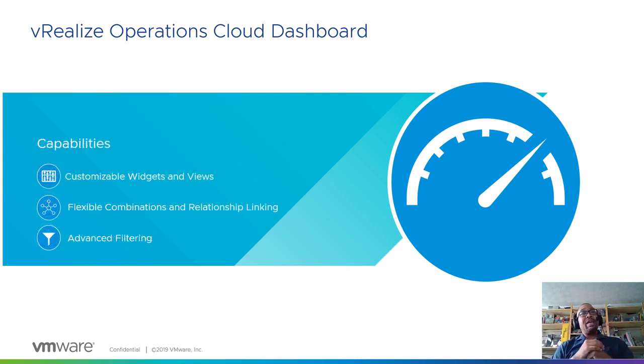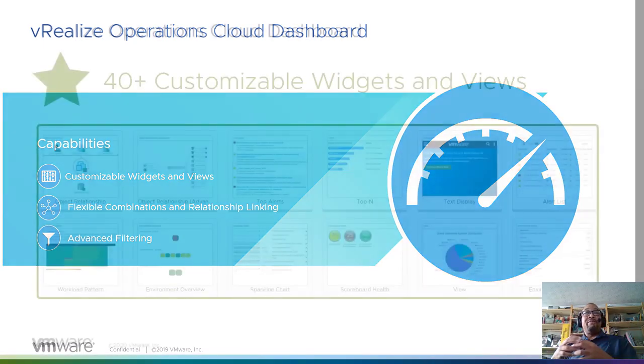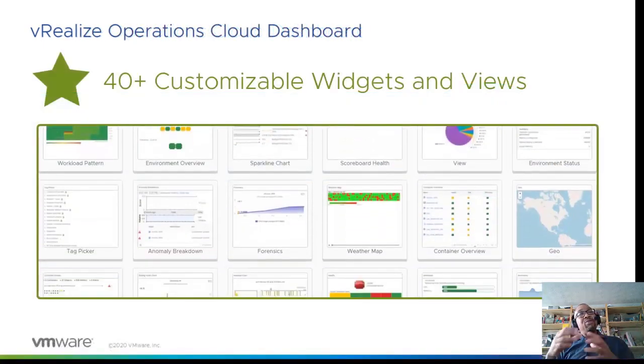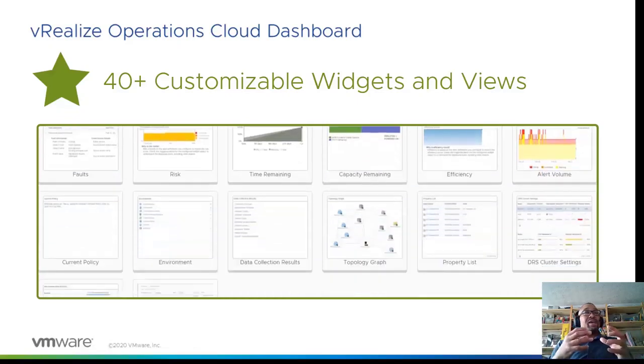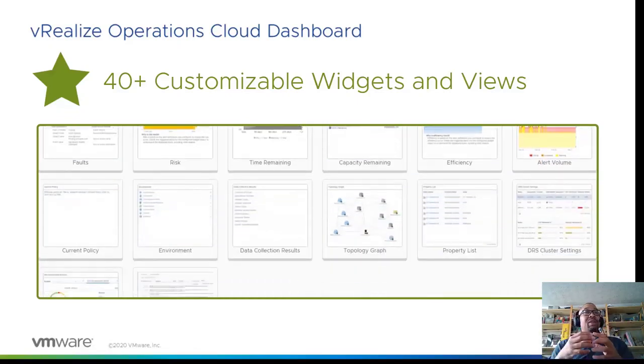But there may be times when you need something to address a specific use case, and vRealize Operations Cloud can actually accommodate that with unique widgets and views that can display alerts, object lists, health charts, heat maps, scorecards, as well as capacity and time remaining. And these are just a few of the widgets right now. As a matter of fact, there are over 40 widgets and views that can be combined to create pretty much anything that you can imagine.